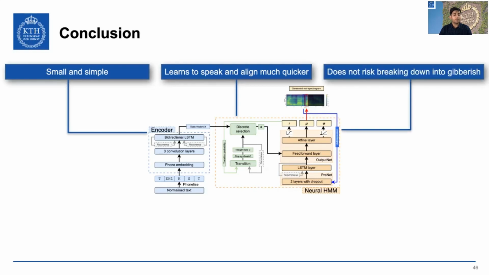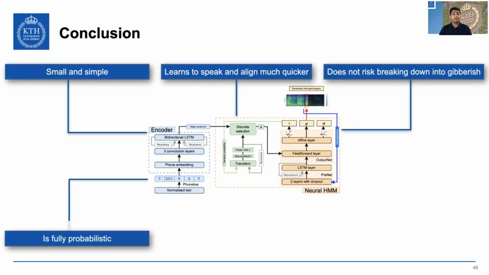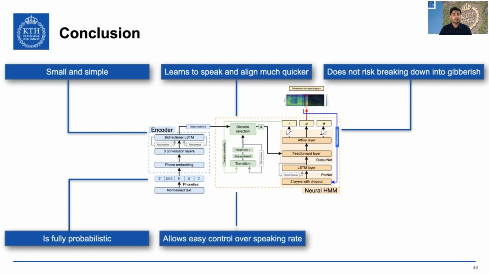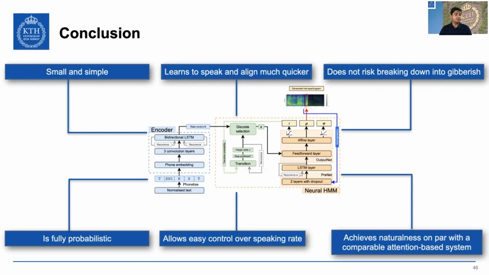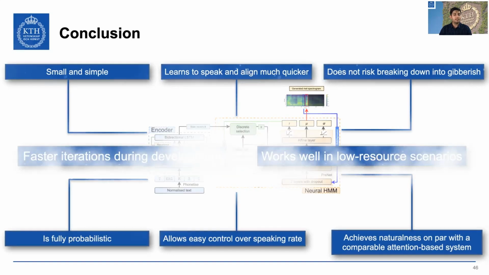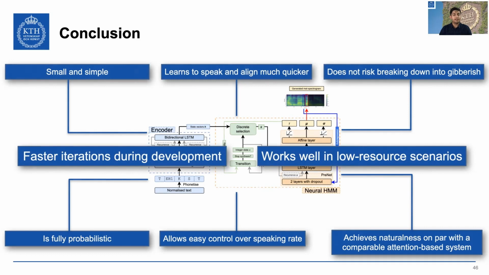It does not risk breaking down into gibberish. It's fully probabilistic. It allows easy control over the speaking rate, and it achieves the same naturalness. So next time when experimenting, if you need something which is faster to train while developing, or you don't have enough data to train an attention-based model, use neural HMMs.